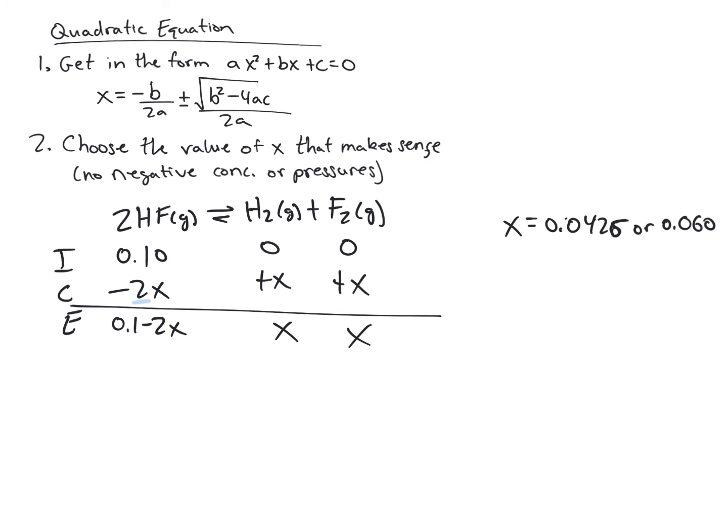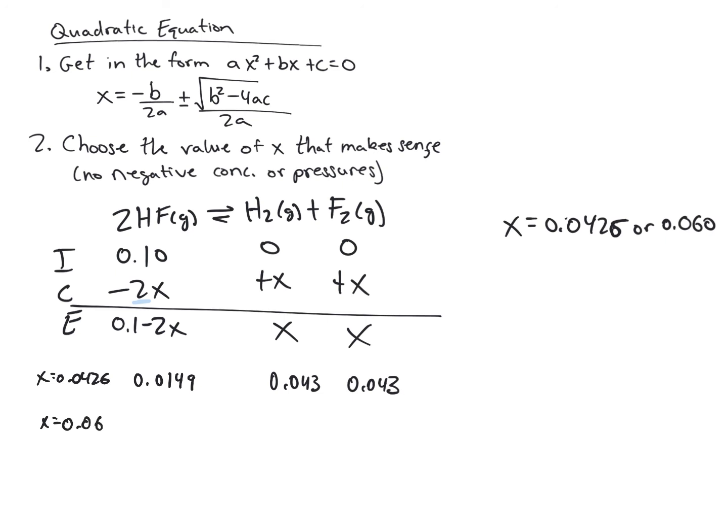Then I plug into my equilibrium row. So if x equals 0.0426, what values do I get for each of those three concentrations? 0.1 minus 2 times 0.0426, I get 0.0149 molar for HF, and I get 0.0426, which is really going to be 0.043, for H2 and F2.